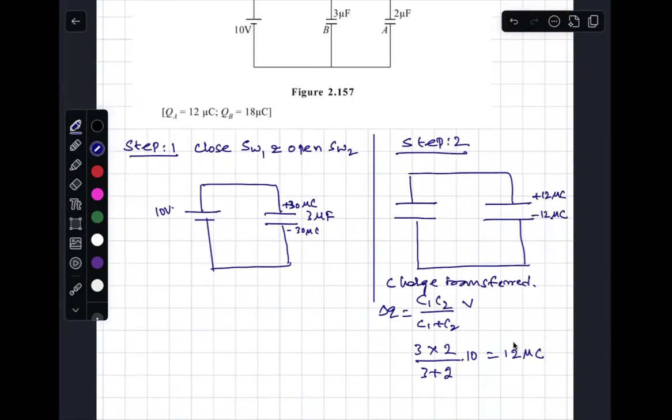By the way, what was the charge earlier on the 3 microfarad capacitor? Earlier it is 30 microcoulomb. Now it is 18 microcoulomb, minus 18 microcoulomb. Right. So on A, the charge is 12 microcoulomb. On B, the charge is 18 microcoulomb. Any doubt? In fact, there is a loss of energy also here. What is the formula for loss of energy? Half of C1 C2 by C1 plus C2 into V square. That is the expression for loss of energy. Right. The next question.